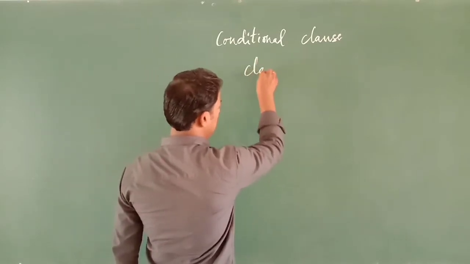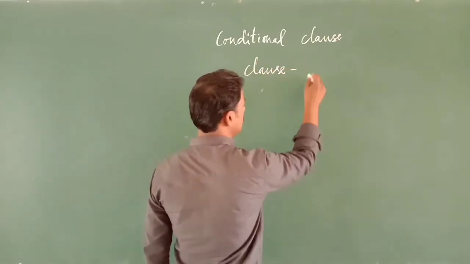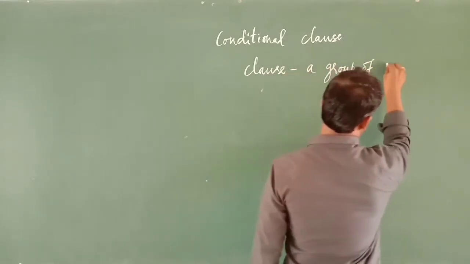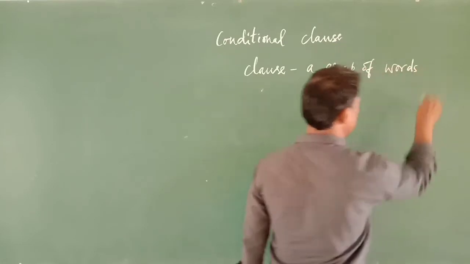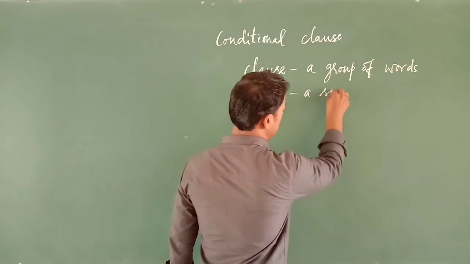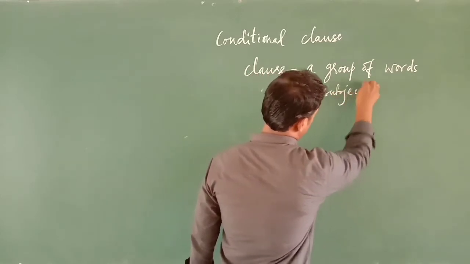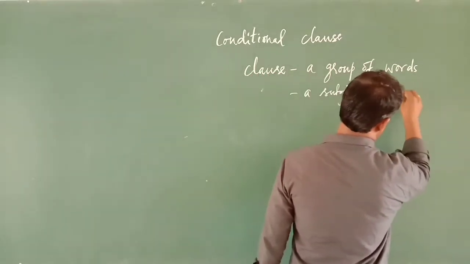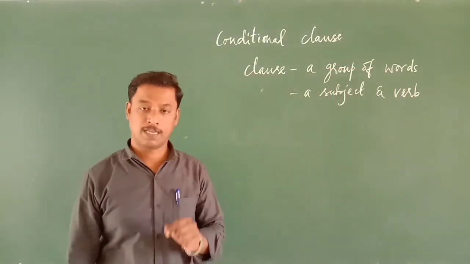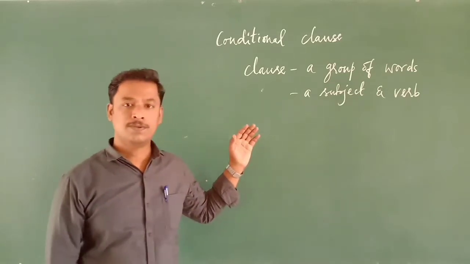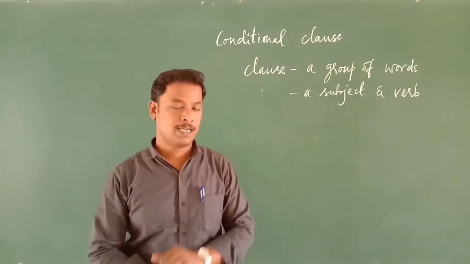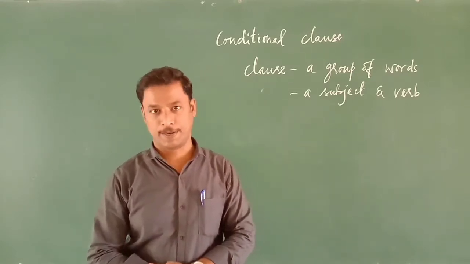A clause is nothing but a group of words. It has a subject and a verb individually. It gives you complete meaning. In some cases, it gives you incomplete meaning.